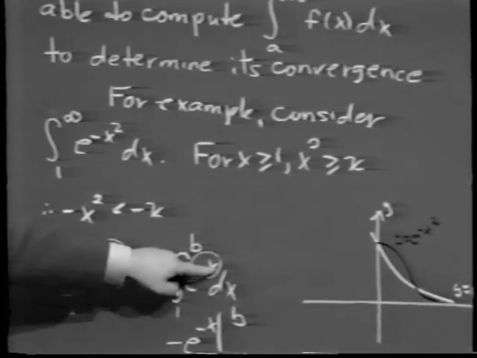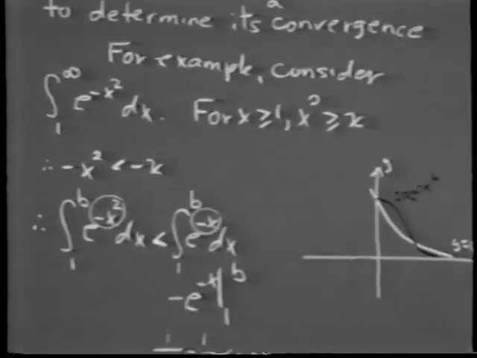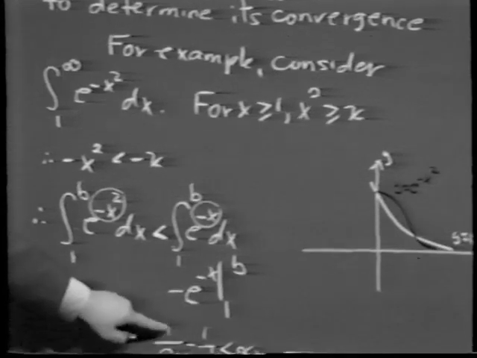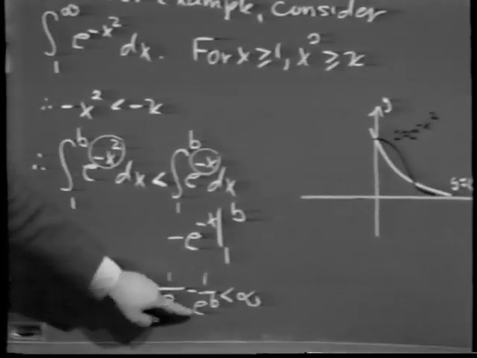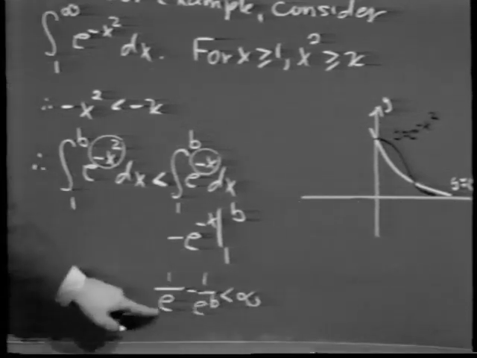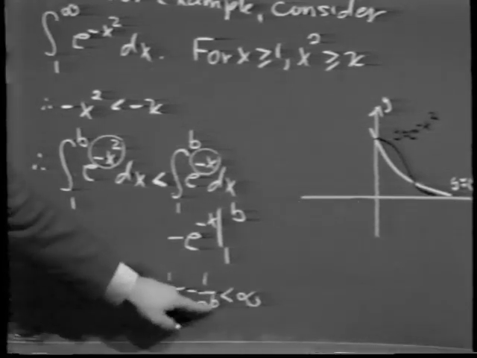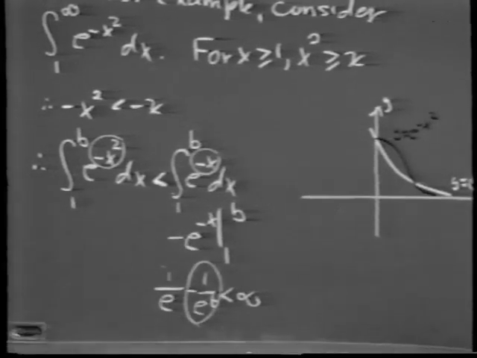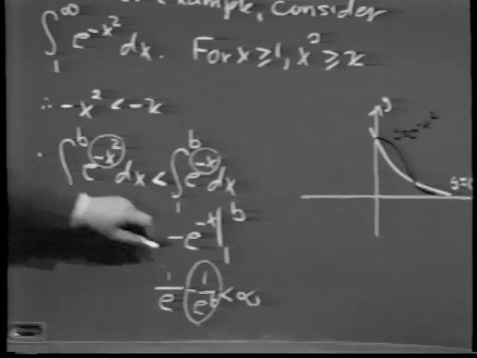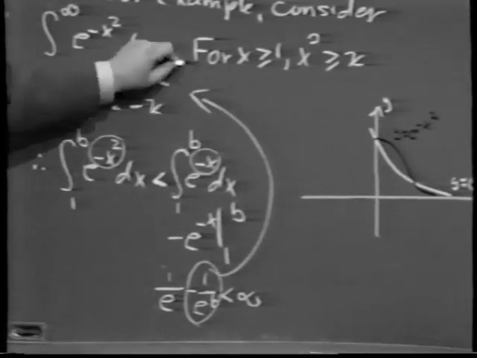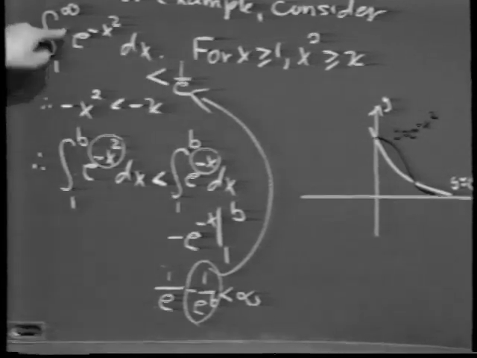How do you integrate e to the minus x? It's just minus e to the minus x. And if we evaluate that between 1 and b, we find that we get 1 over e minus 1 over e to the b power. b is some positive number. This thing here is less than infinity. In fact, as b approaches infinity, this approaches 0, and the limiting value is 1 over e. In other words, what we now know is that whatever this improper integral is, it cannot exceed 1 over e, even though we don't know what the exact answer is.